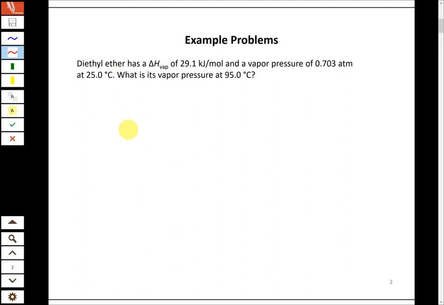So what we have here is a liquid called diethyl ether. It's one of those things that you see in movies that people put each other to sleep with, where they put it on a rag, and it doesn't really work like that, but it looks good for the movies.